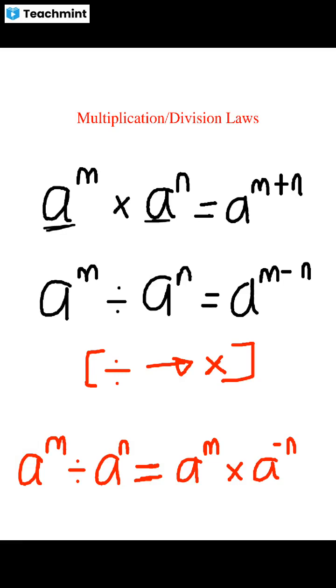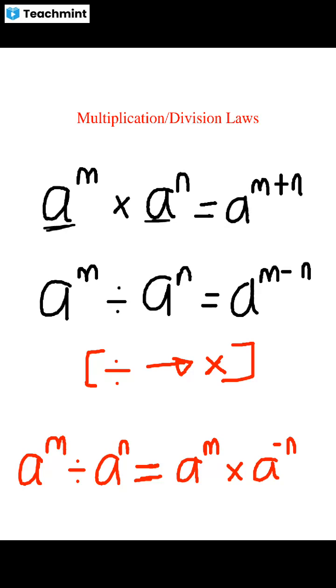So we are going to have a raised to power m plus n. The power will be added. If they are divided, the power will be subtracted. So a raised to power m divided by a raised to power n is going to be a raised to power m minus n.